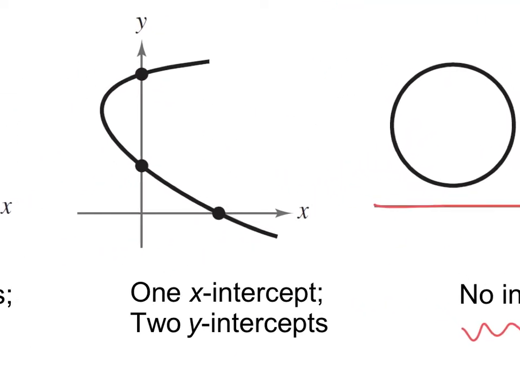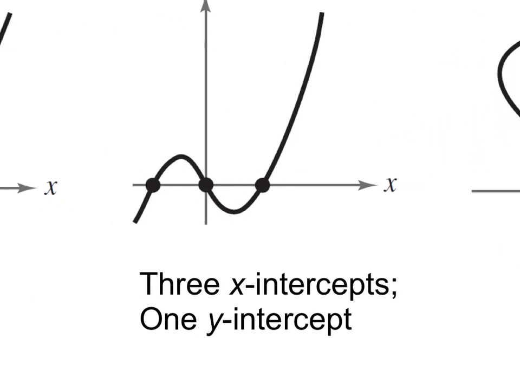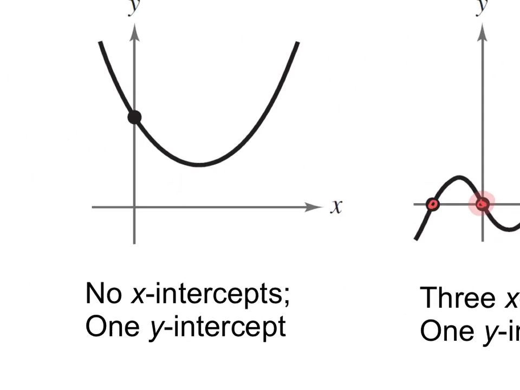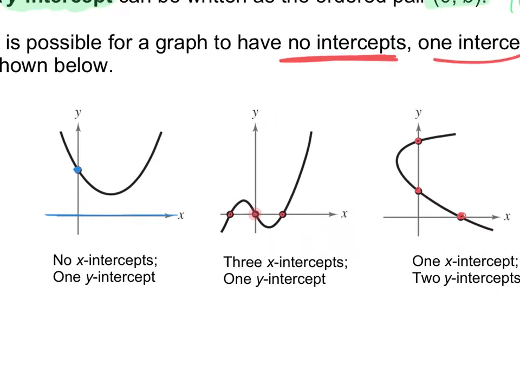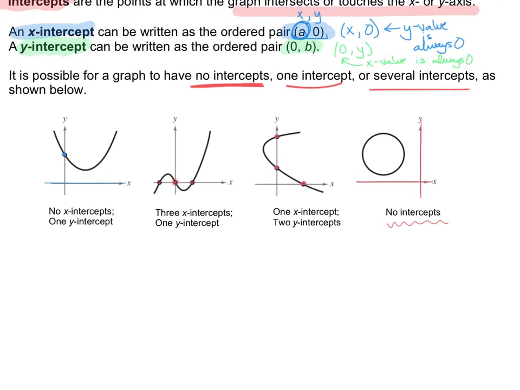Here in this graph, kind of a sideways parabola there, we have one x-intercept and it intercepts the y-axis twice. Here we have three x-intercepts, 1, 2, 3, and one y-intercept because the origin is considered an x-intercept and a y-intercept. And here we have a parabola that's raised above the x-axis, so there's no points crossing the x-axis, but there is a point crossing the y-axis. So just different scenarios depending on the graph and the information that you're given for x and y intercepts.